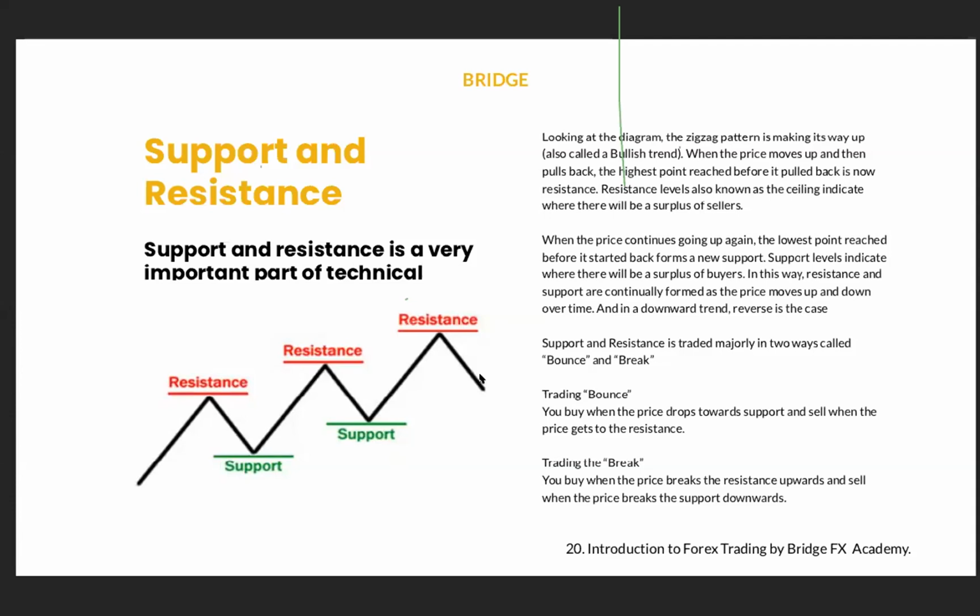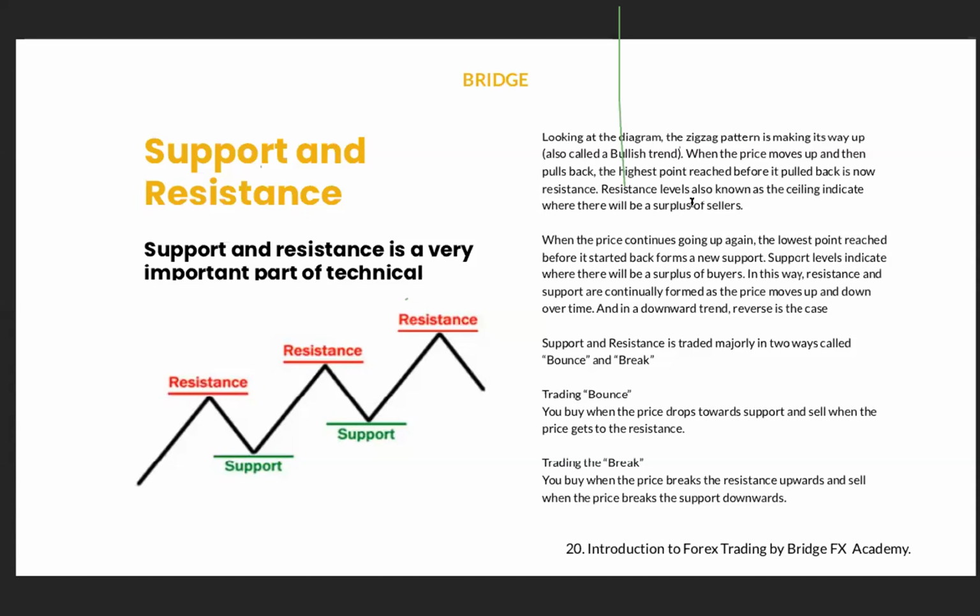It's a bullish trend. When the price moves up and then pulls back, the highest point you reach before it pulls back is now resistance. Can you see? It's going up, then it gets to this place and has no choice than to pull back. This place is resisting the market from moving forward. So that's where the pullback happens.